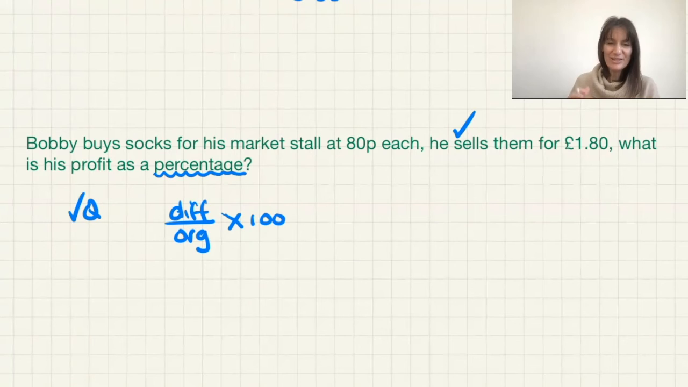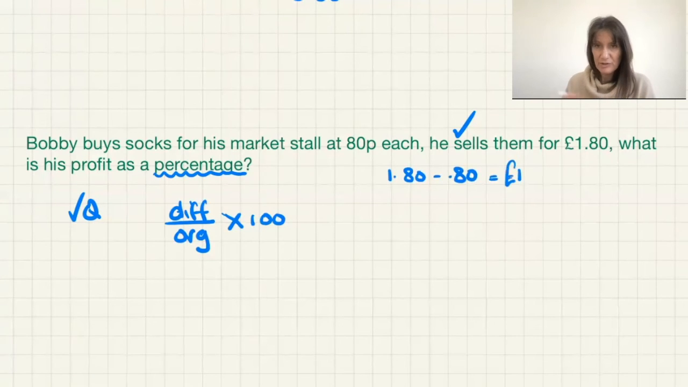Okay. So the difference. So if we read in the story, Bobby buys socks for his market stall for 80p each, and then he sells them for £1.80. The difference between those two is £1. So the first step is to do your £1.80, take away 80 or 0.8, and that gives you £1 or just one. We're in the middle of our working out. We don't need the signs. I'm just making it clear what we're doing. So the difference is going at the top. The original goes on the bottom, okay?